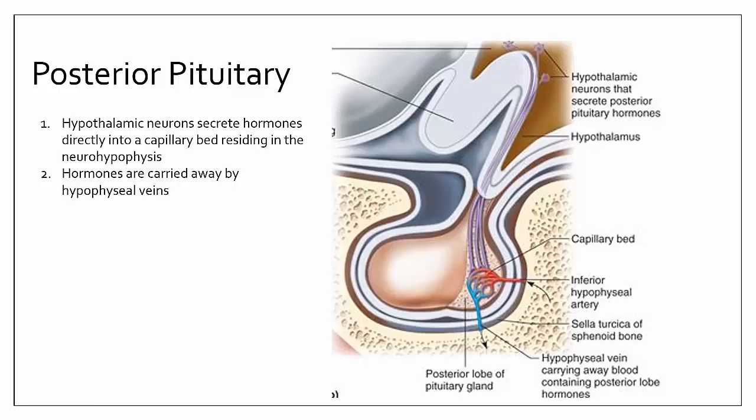The hormones are, instead of secreted from cells, like glandular epithelial cells, they're secreted from neurons, and they're carried away, again, by hypophyseal veins. Okay, so there's the capillary bed in the posterior pituitary, because hormones are secreted into blood, and off they go. There are two posterior pituitary hormones. They are oxytocin and antidiuretic hormone. And we'll look at ADH first.